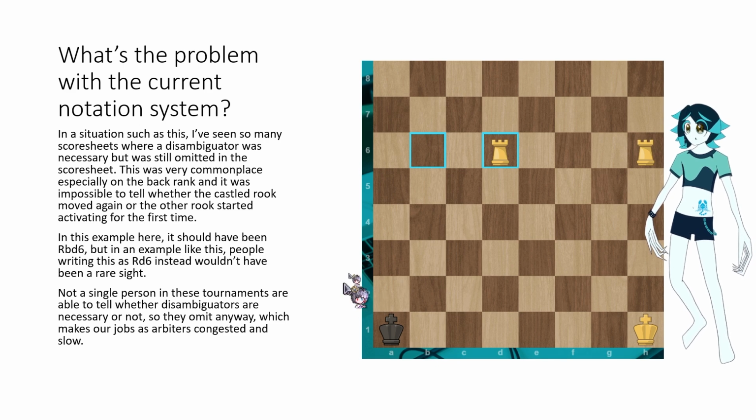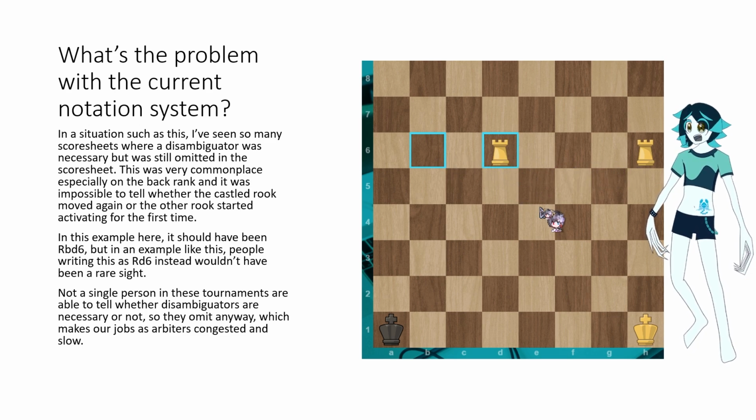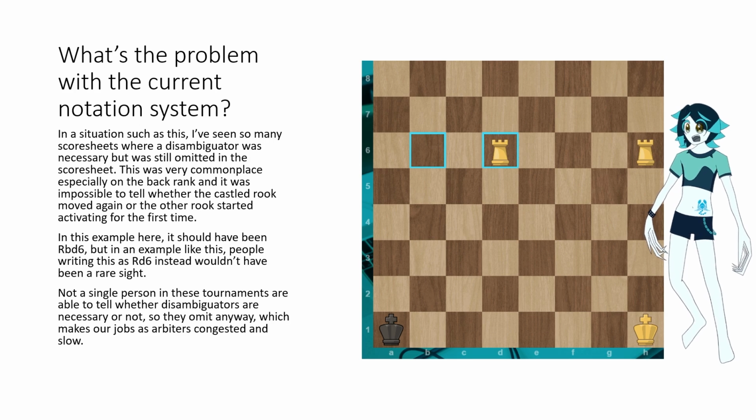And even in the example you see here, this should have been rook b d6, but if this were an actual tournament, it wouldn't have been all that unrealistic to see rook d6, which shouldn't be happening. I don't know what they're thinking. There should have been a disambiguator there. There clearly should have been a disambiguator there, but nobody can figure out whether there should have been one or not, because when you notate in the current system, sometimes there would have been a disambiguator, other times there didn't need to be one, but nobody could figure out the difference. So I'm going to come up with a new system that takes the guesswork out of the equation.